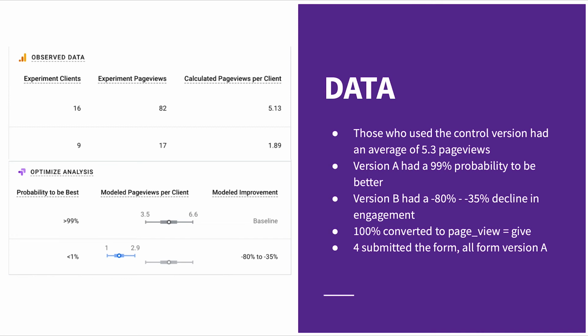100% of everyone who visited the page actually converted and clicked on the buttons to go to the give page, but only 4 of them submitted the form. And out of these 4 people who submitted the form, they were all from version A.